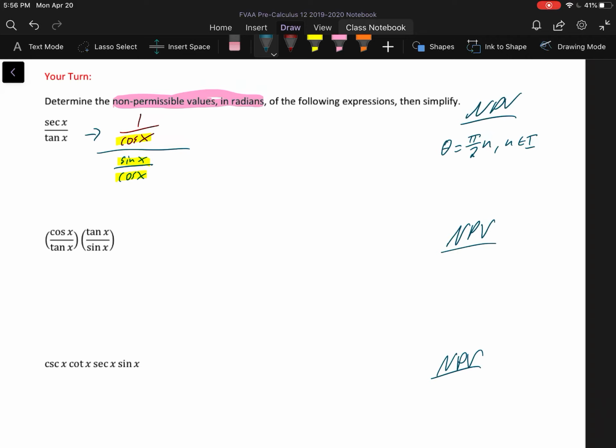Now for here, instead of dividing fractions, I'm going to multiply by the reciprocal. So I have 1 over cos x times cos x over sine x, and these cancel out. I end up with 1 over sine x, which is equal to cosecant x. So that would be my final simplification of the expression that was given to me.